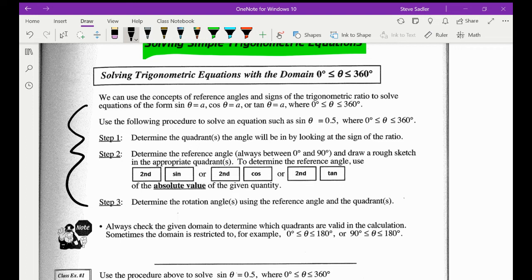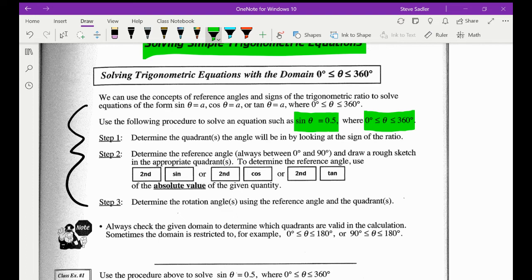We are going to use the concepts we learned about reference angles and the signs of the trigonometric ratios. That was the different quadrants, and the memorization tool, add sugar to coffee, or the CAST rule, to solve these. An example here is: solve sine theta equals 0.5, where we are looking in a range of 0 to 360 degrees.